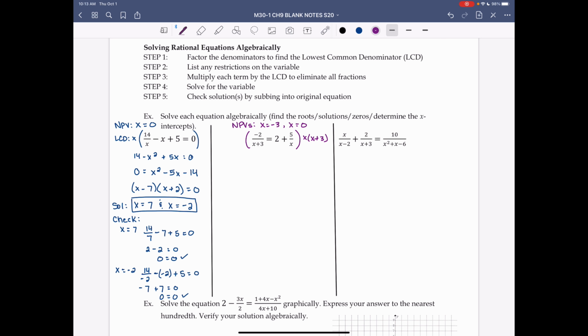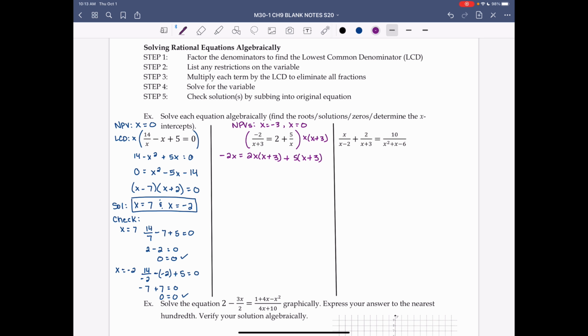Let's multiply that to each of the terms. If I multiply x times x plus 3 to the first term, the x plus 3 on top and the x plus 3 on bottom will divide out. So we're left with -2x equals 2 times x plus 3. And then 5 divided by x times x plus 3. The x on top and the x on bottom would divide out to 1. So we'd have 5 times x plus 3. We've gotten rid of our fractions.